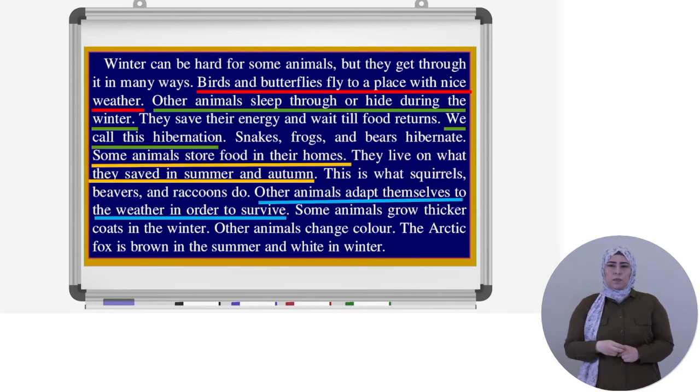Other animals adapt themselves to the weather, and here we have our fourth idea. Some animals grow thicker coats in the winter. Other animals change color. The Arctic fox is brown in the summer and white in winter. This is how they adapt. They change color or skin. I have my 4 ideas, and it asked me for 4 ideas, and now I can write my paragraph. Let's paraphrase them and write them into one paragraph using my own words.